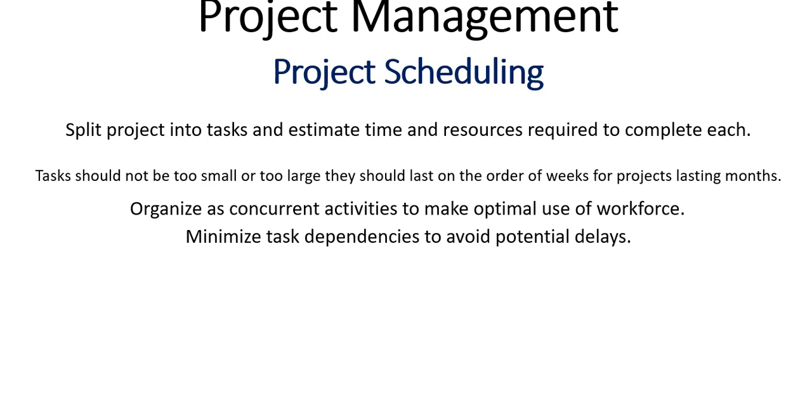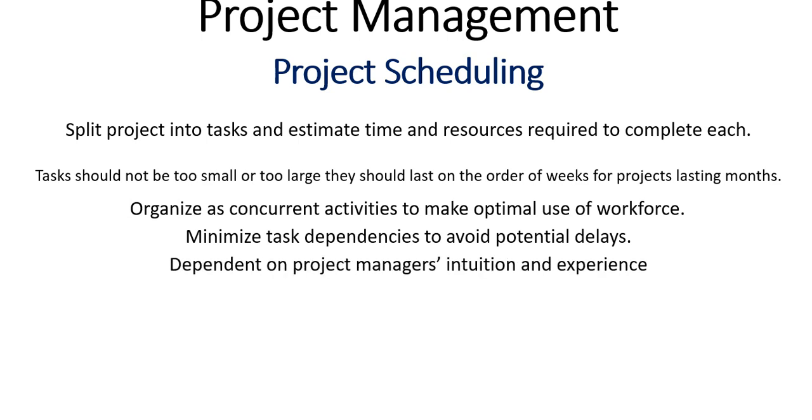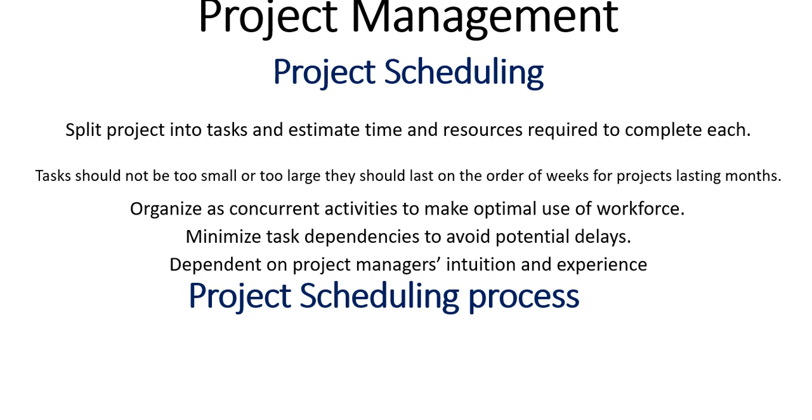Minimize task dependencies to avoid potential delays, because if one of the activities depends on other activities, and those other activities are delayed, then they are delaying the activity that depends on them. Therefore, you have to minimize task dependencies. This depends on the project manager's intuition and experience.